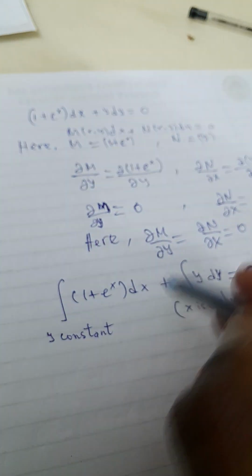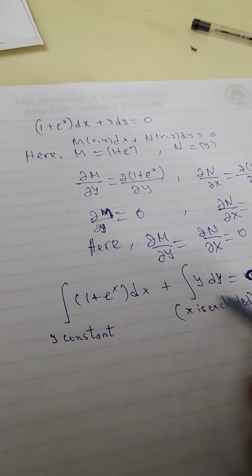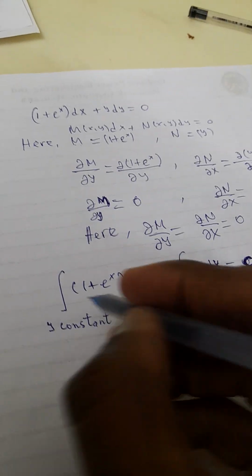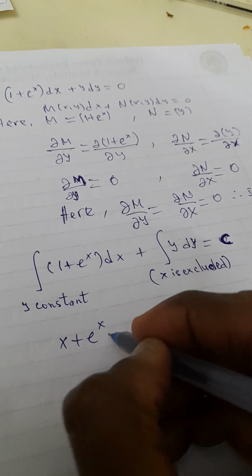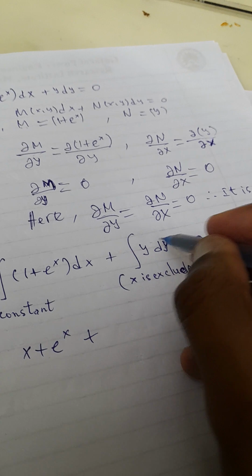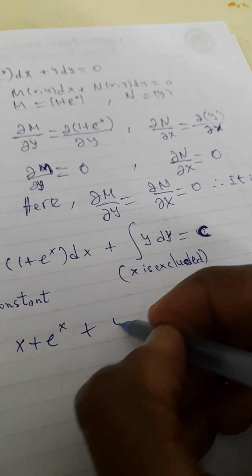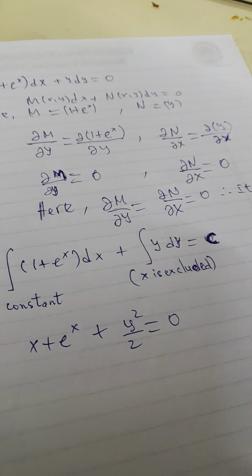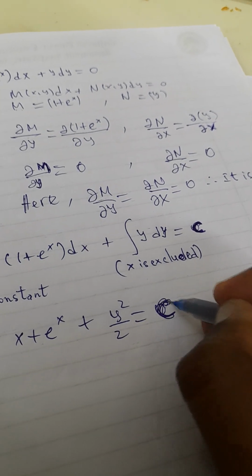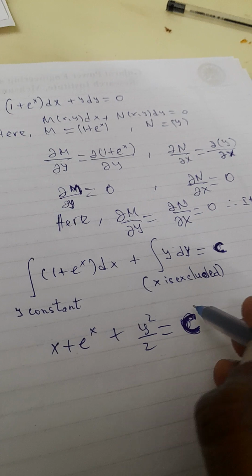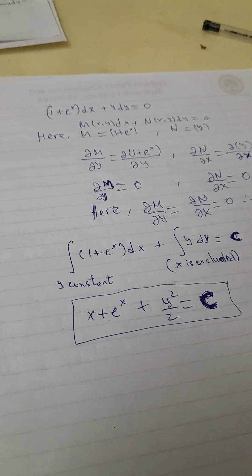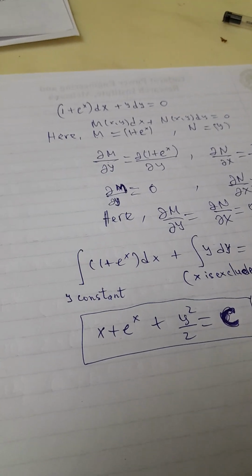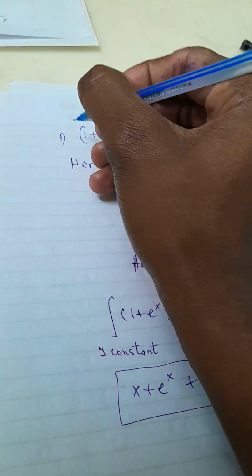The first step is this one, find M and find N. So what we have to do now is just integrate this and integrate this. If you integrate this one, this will be x plus Euler raised to x, plus integrating this one will be y squared by 2, equal to c. This is the general solution for this differential equation. Number 1 is done.